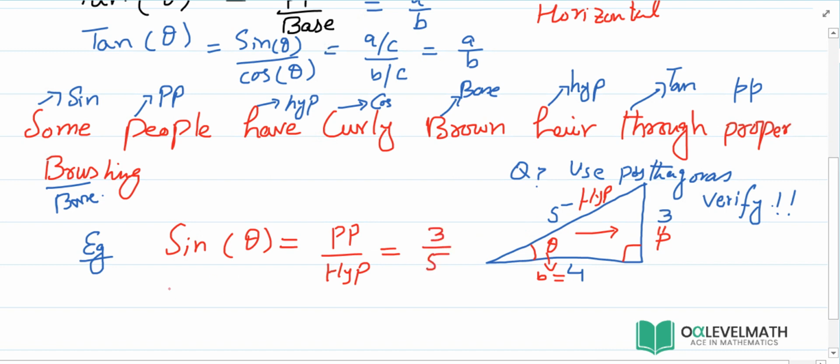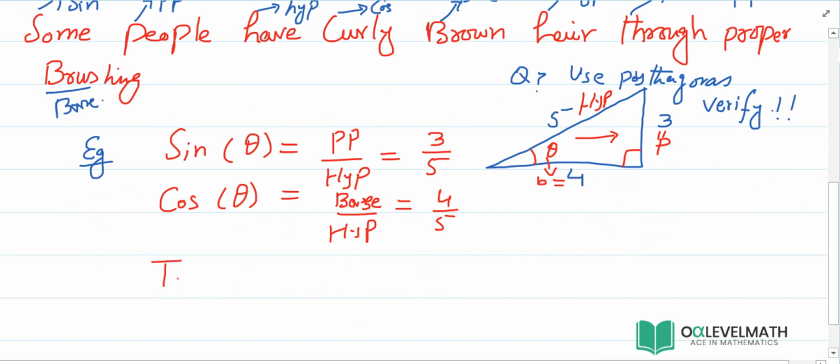The second ratio, cos theta, would be equivalent to base over hypotenuse. So we can write 4 over 5. The third ratio, tan theta, is equivalent to perpendicular over base, which is equal to 3 over 4. So these are the three ratios.